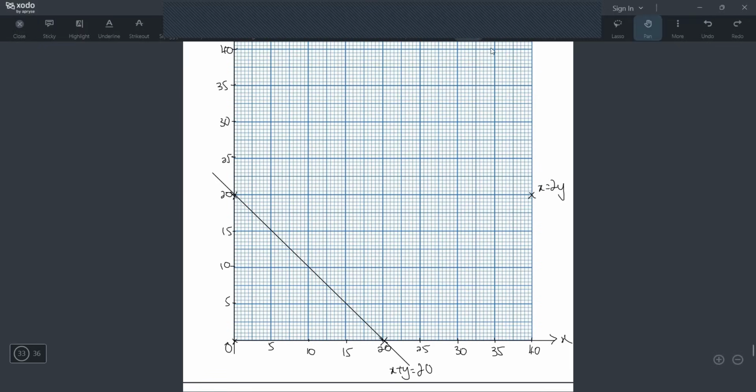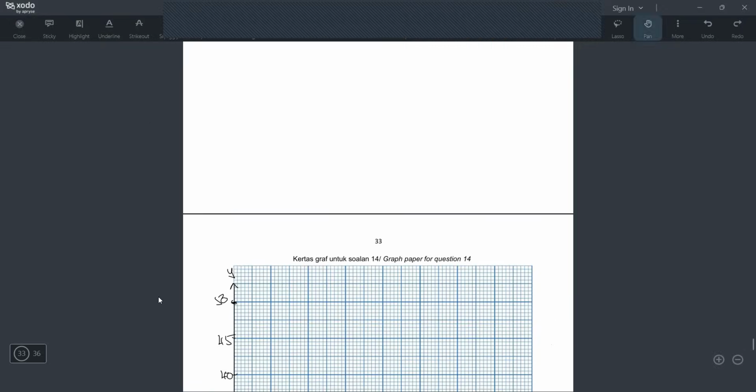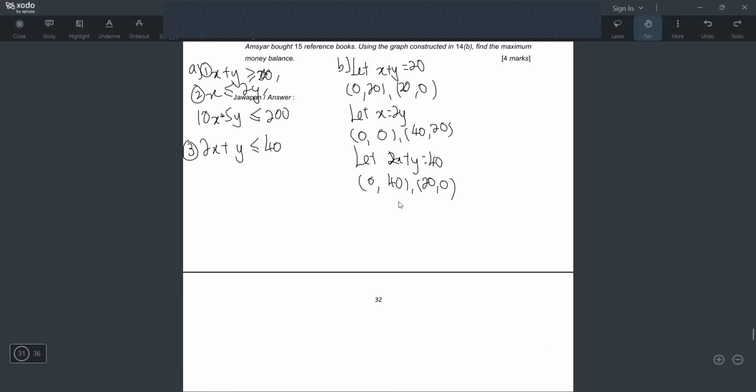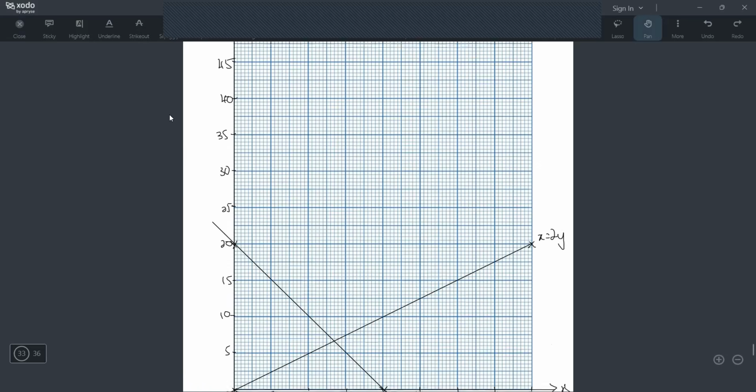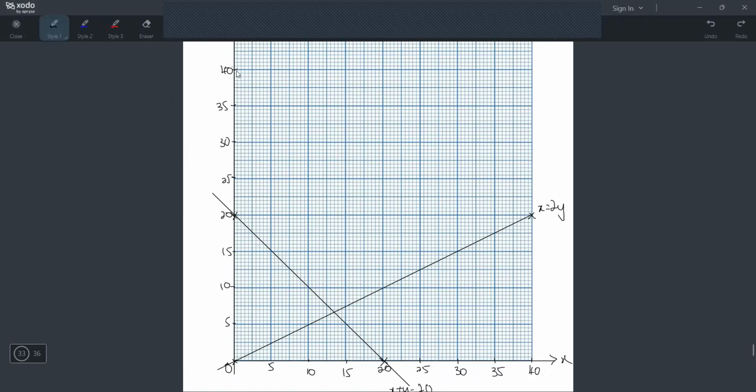So time to draw the line. Use the long ruler. Yep, I think this is good enough. Now for my last line, 0, 40, 20, 0. Let's go. 0, 40 is here. 20, 0 is here. Okay, so let's draw the line. 0, 40, 20, 0 like this. This one extend a bit. Okay, I think it's good enough. Now we write the equation. What is the equation? 2x plus y equals 40.